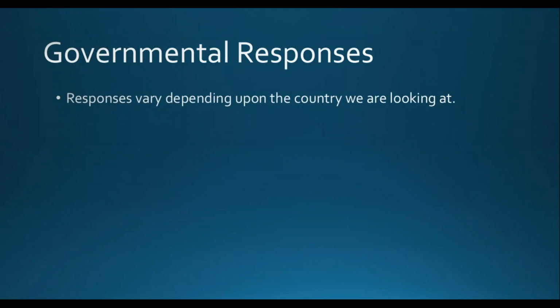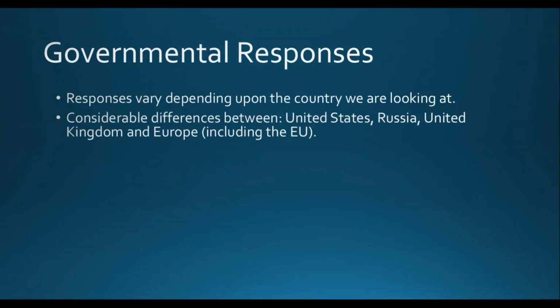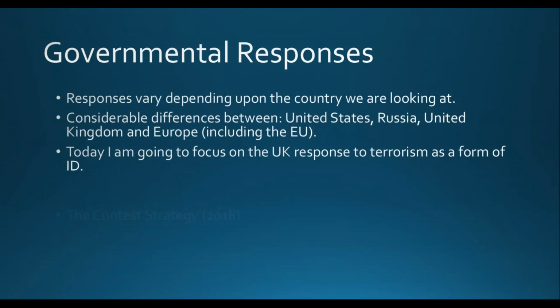responses to terrorism vary depending upon the country we're looking at. Some countries have highly developed counter-terrorism measures. The UK has had a history of dealing with terrorism in Northern Ireland, many years ago, but particularly in the 1970s. And there are differences between the US, the way in which Russia deals with terrorist groups in its country, its responses in Chechnya in the late 1990s and early 2000s, or even the countries in Europe, including the European Union as an overarching actor. All of them have considerable differences in how they go about preventing terrorism. And I'm going to look specifically at what the UK has done today, and as I said, the Contest strategy, which was recently updated in 2018.